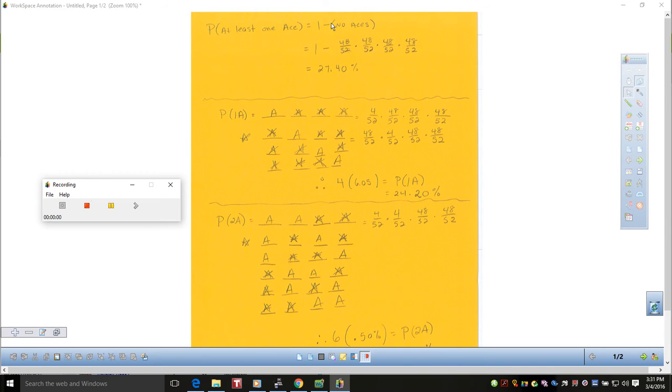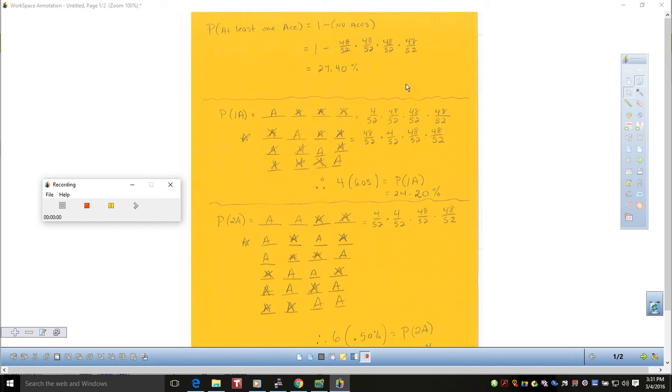What we know is, theoretically, it makes sense. If I want the probability of at least one ace, I should find the probability of no aces and subtract that from 100%. So the probability of no aces is 48/52 to the fourth power, because there's 4 cards, and you want everything but an ace. You subtract that from 1, you get 27.4%.